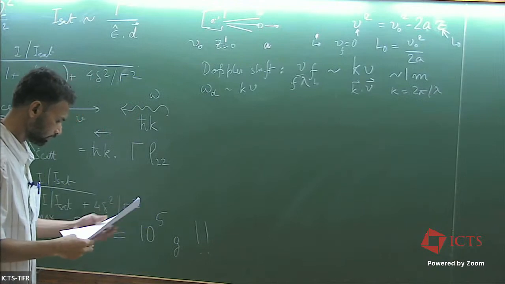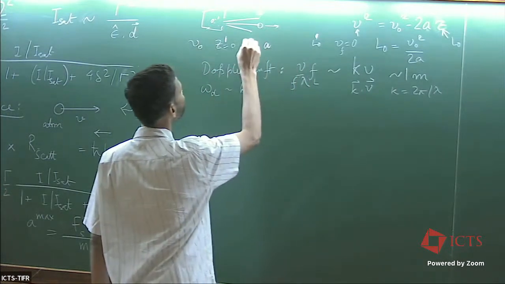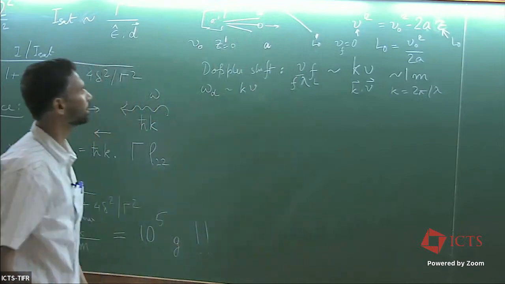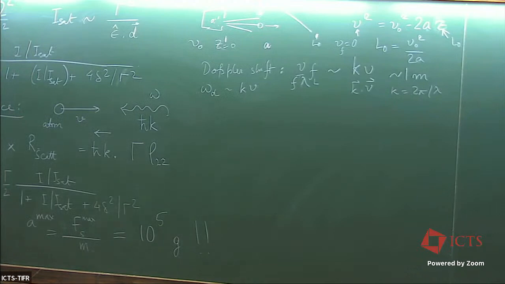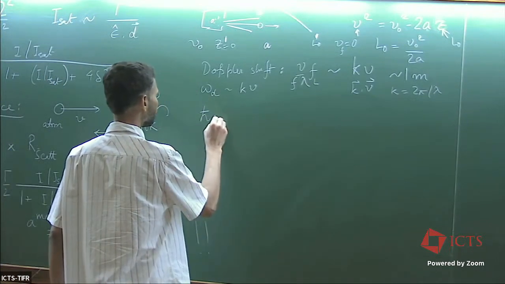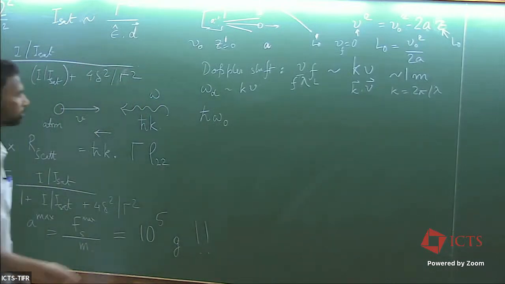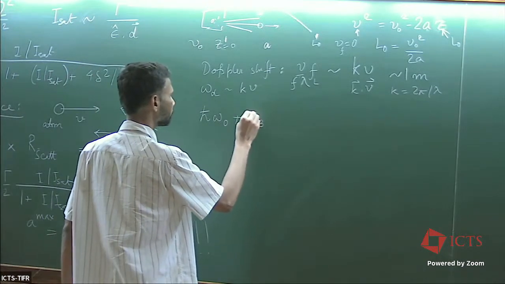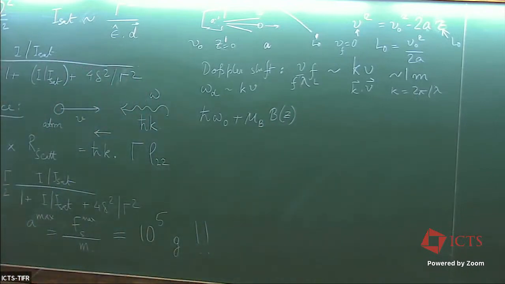So I have now a situation where I want to apply a magnetic field between this region and this region. I want to compensate this Doppler shift with the Zeeman shift, as I was saying earlier. If I look at the energy level of the system, without any magnetic field it is h bar omega zero, and I have added a magnetic field which gives me mu B times Bz. Remember, this is coming from the mu dot B interaction, and we had done this for the hyperfine structure: g_J mu B and then m_F B.